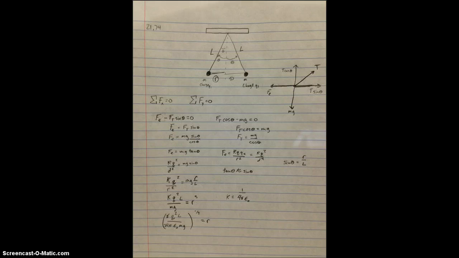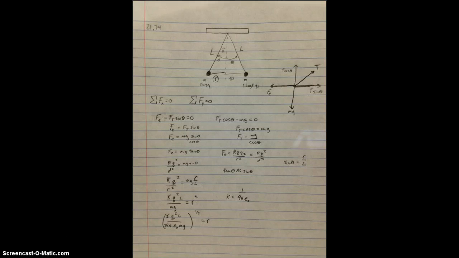So I started off by saying that the sum of the forces in the x and y direction are both zero since it's not moving. And then I drew a force diagram on the right, and the only forces I saw were the tension, the force of the electric field from the other point charge, and then mg pulling down. So then I broke up the T components into T cosine of theta going up and T sine of theta going to the right.